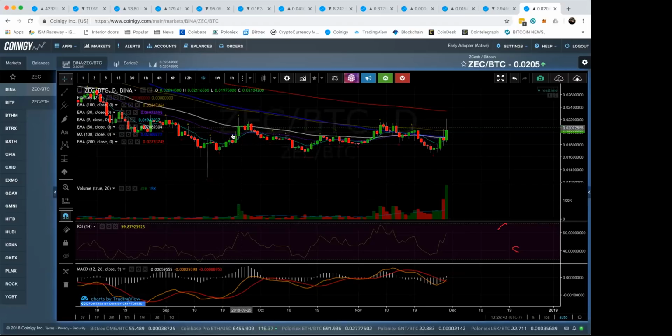Look at this bullish move here. This, guys, is insider trading. This is people who knew that ZEC was going to be listed in Coinbase. Look at this volume here.